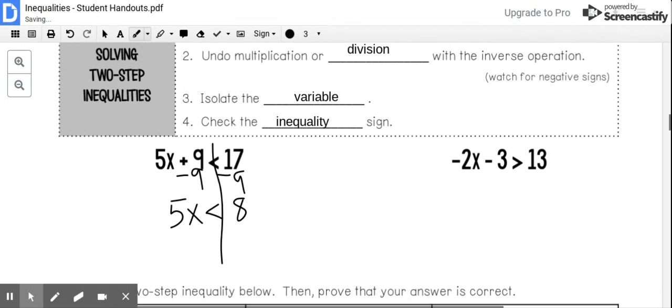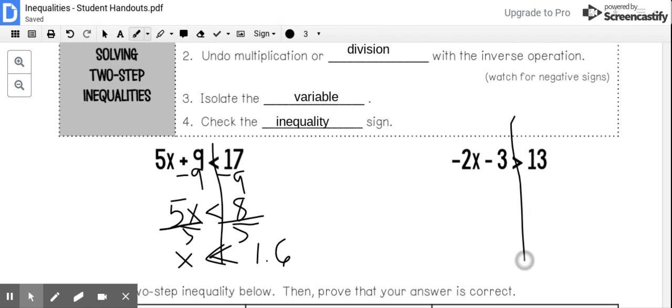And then we're going to divide by 5 on each side, since that is multiplication. And we're not dividing by negative, so it's x equals 1.6. X, not equals, x is less than 1.6. So it can't be 1.6, anything less than that. So we got this one.